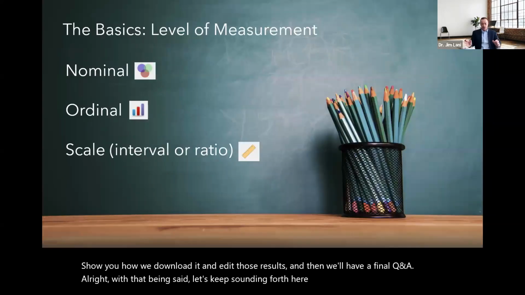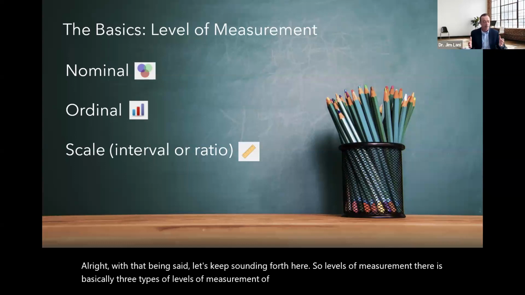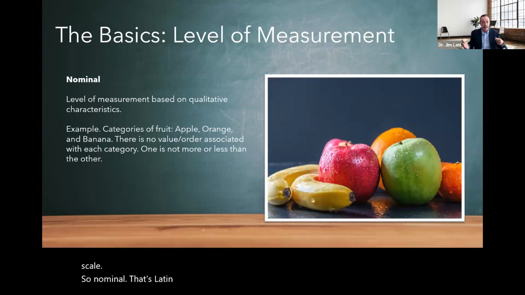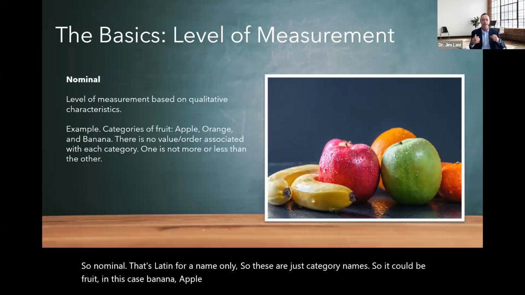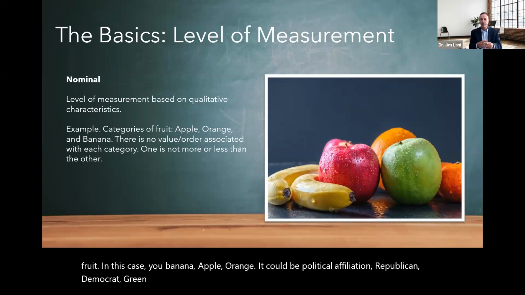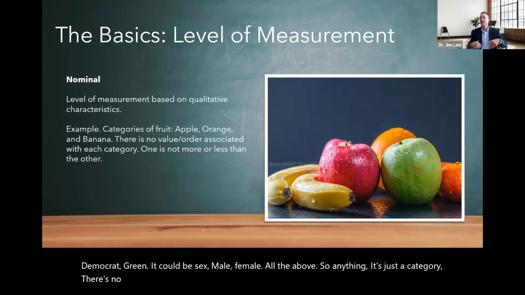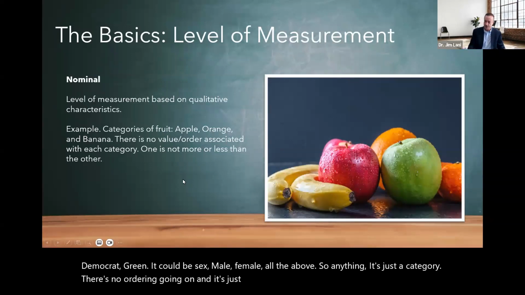So levels of measurement, there are basically 3 types of levels of measurement of your data: nominal, ordinal, and scale. Nominal is Latin for name only. So these are just category names. It could be fruit, in this case banana, apple, orange. It could be political affiliation: Republican, Democrat, Green. It could be sex: male, female. Anything that is just a category. There's no ordering going on, it's just a naming of things.